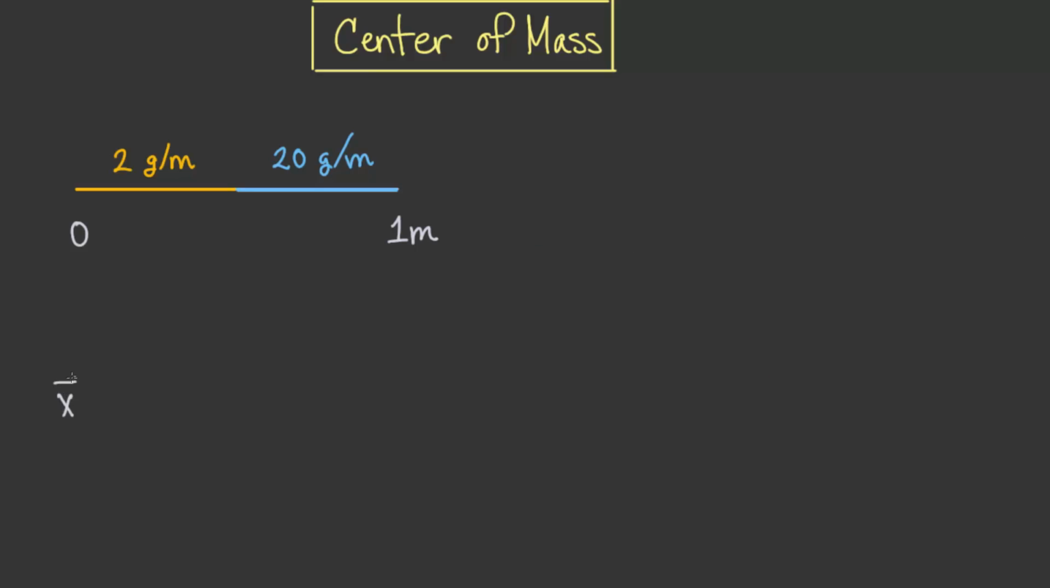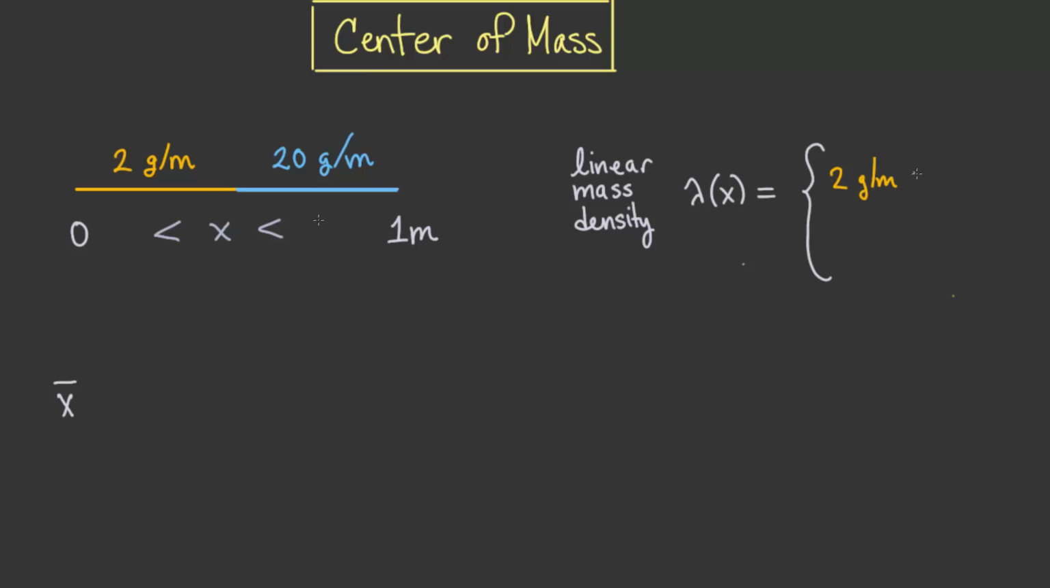The center of mass, x bar, is defined as the weighted average of the position x along the rod weighted by the linear mass density, lambda of x, which in this case is 2 grams per meter for 0 less than or equal to x less than 1/2, and is equal to 20 grams per meter for 1/2 less than x less than or equal to 1.